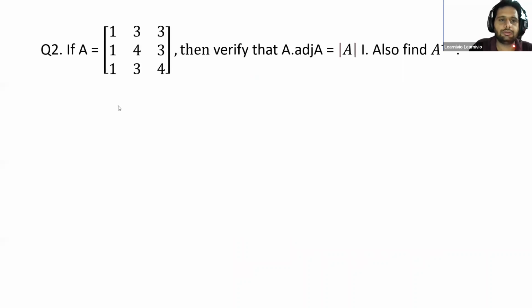If A is equal to this, then verify A into adjoint of A is equal to determinant A into I. Also find the A inverse. Please try to solve this question on your own. I will be back in 2 minutes. Okay, please solve it.